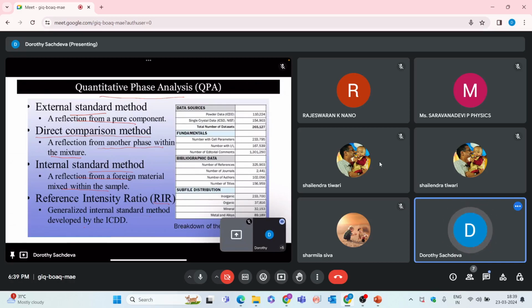So basically these all methods are used for the quantitative phase analysis. These are your external standard method, direct comparison method, and internal standard method. They are using different reference lines for their analysis. And today we'll use this direct comparison method for certain calculations. We'll study this direct comparison method in much detail.